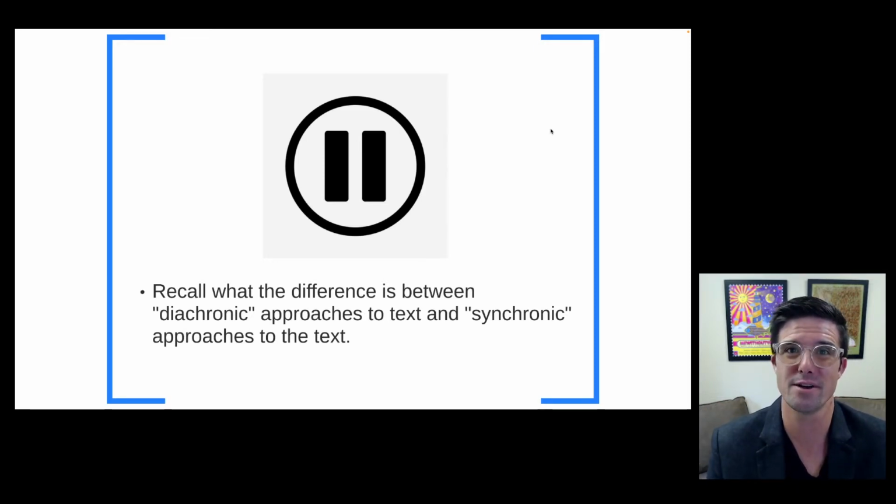So go ahead and pause the video here and name the differences, or name the major difference between these two different approaches.